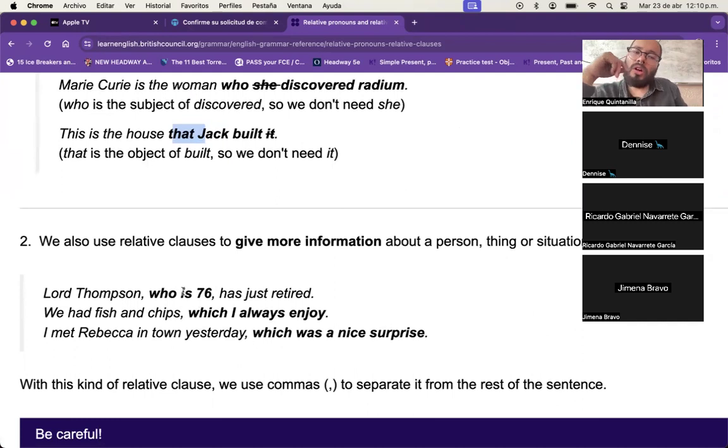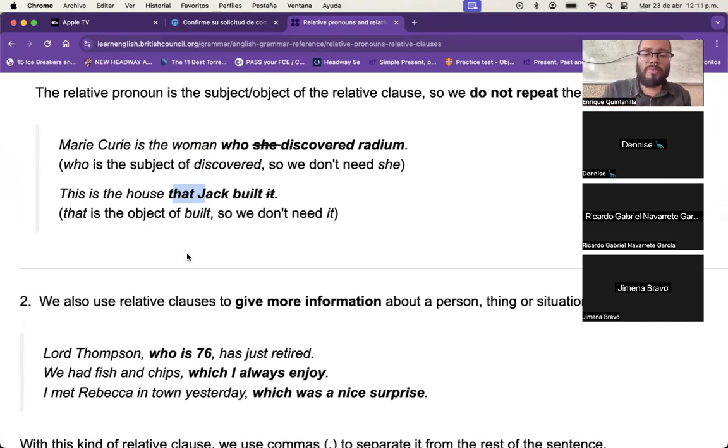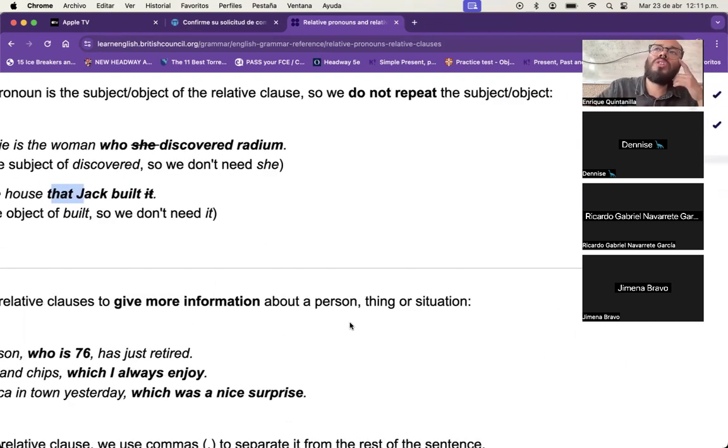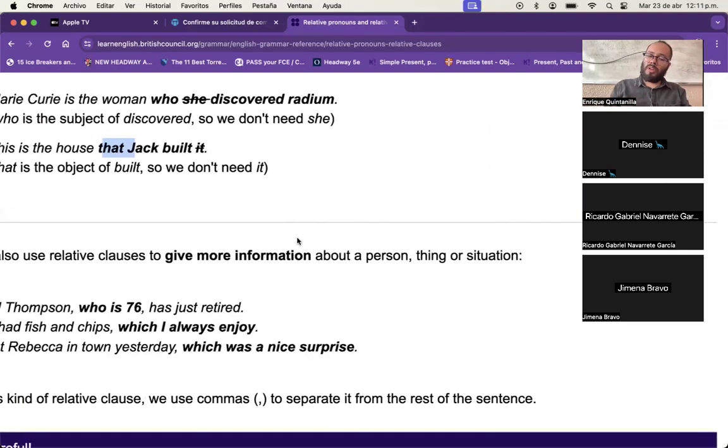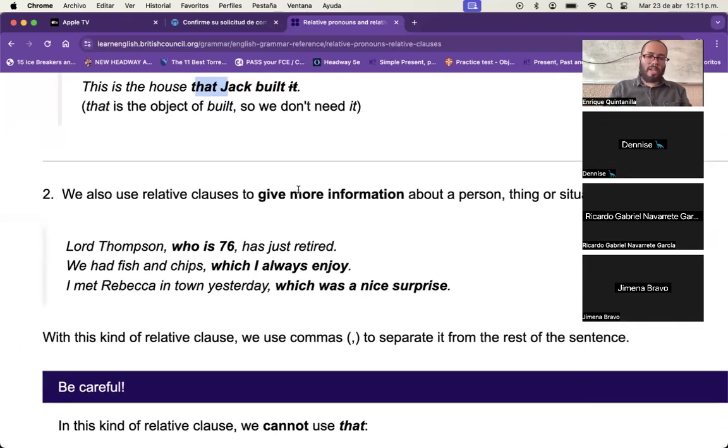Okay, so we also use relative clauses or relative pronouns to give more information about the person, thing, situation, place, también, no? That we saw here, that here we are not seeing, but you know that it is about a place. For example, here, the same Lord Thompson, who is 76, has just retired. And sometimes it is in commas because you can omit this information.